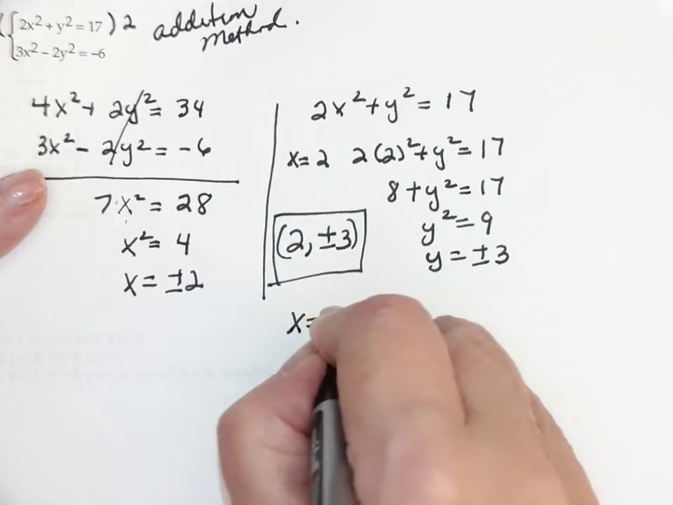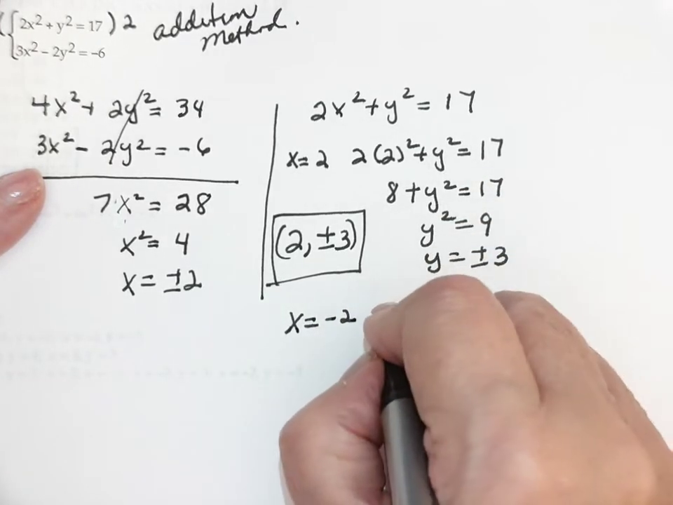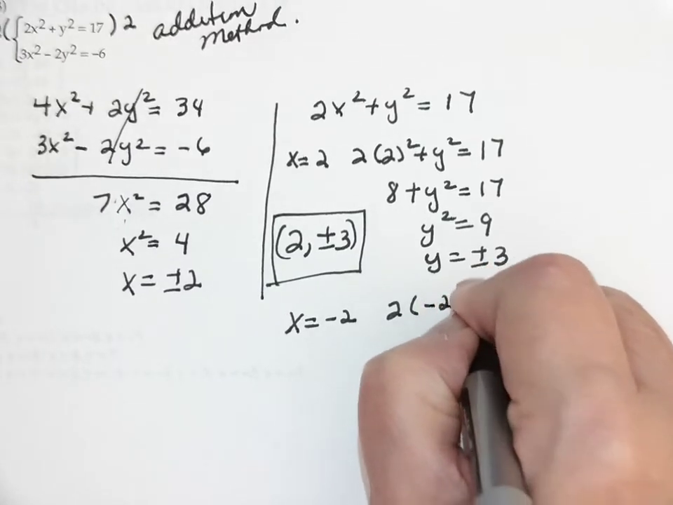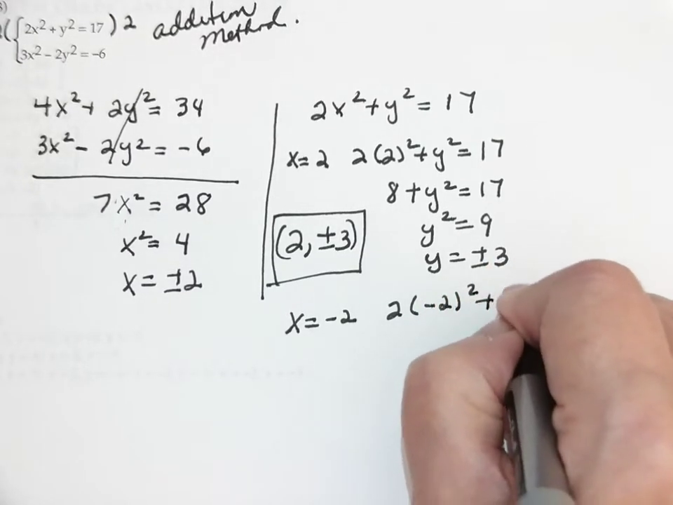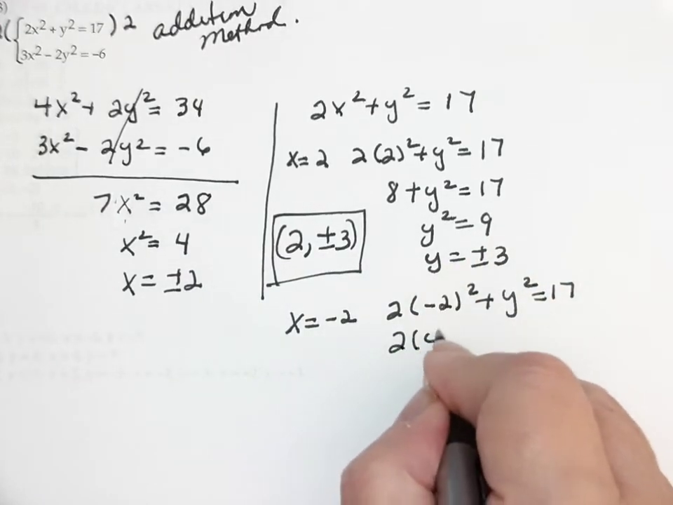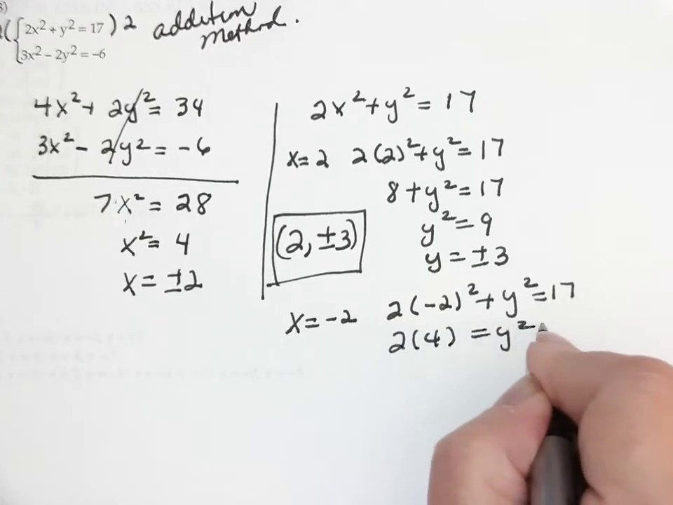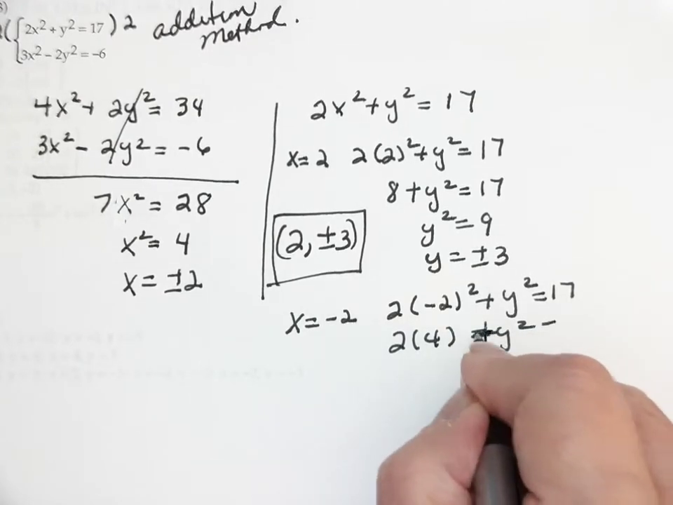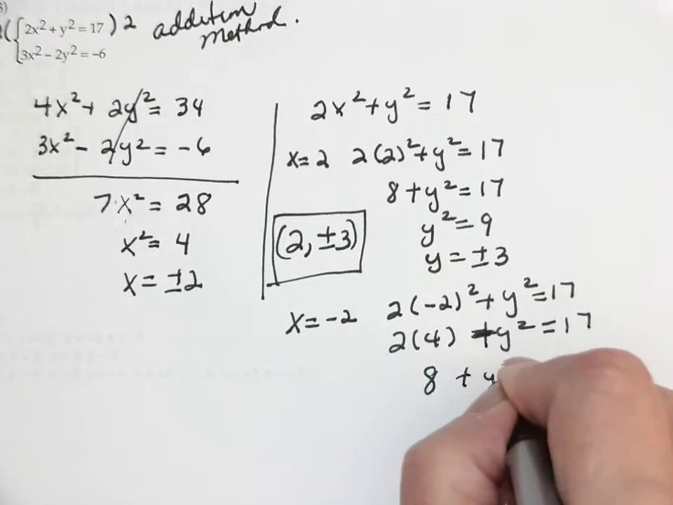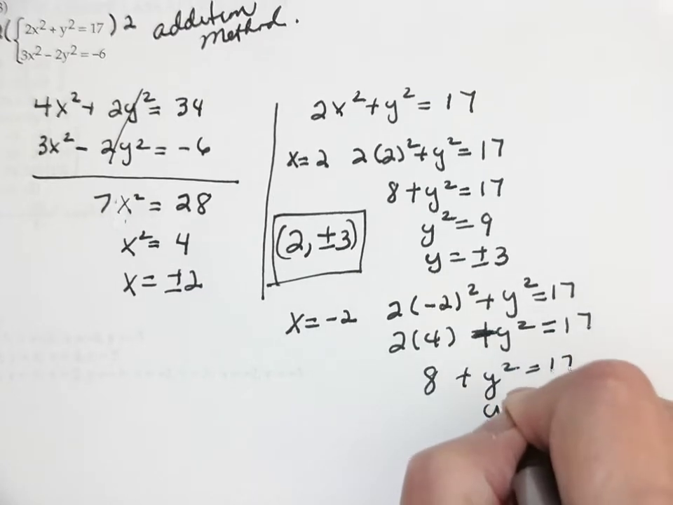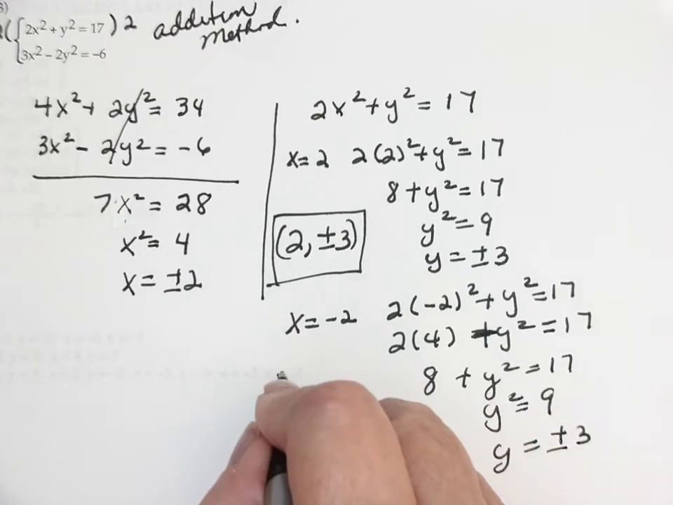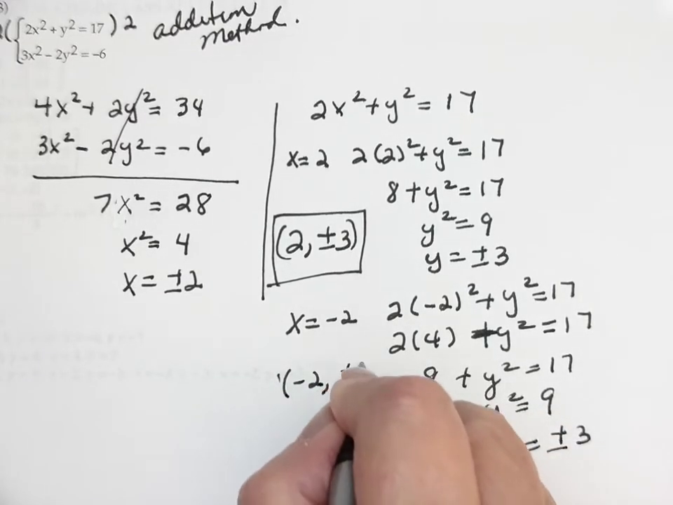And if x equals negative 2, then I'll have the same numbers, because when I square negative 2, I'll get a positive 4. So that 8 plus y squared equals 17. Y squared equals 9. Y equals plus or minus 3. So it's going to be negative 2, plus or minus 3.